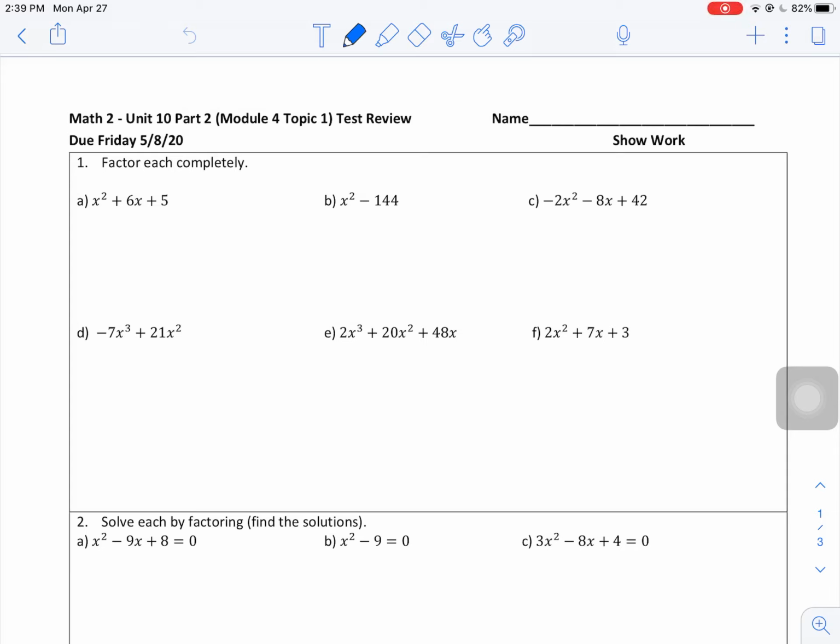Math 2, Unit 10, Part 2, Module 4, Topic 1, Test Review. In the first section, we're going to be factoring each expression completely. Every time you're factoring, if you see a greatest common factor, you always want to try to factor that out first.